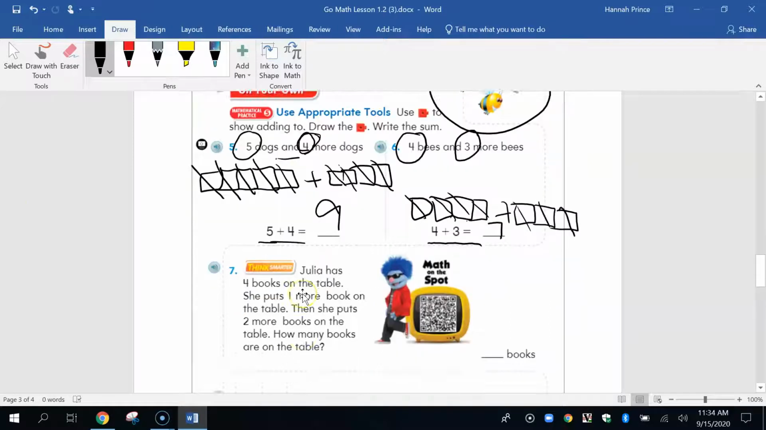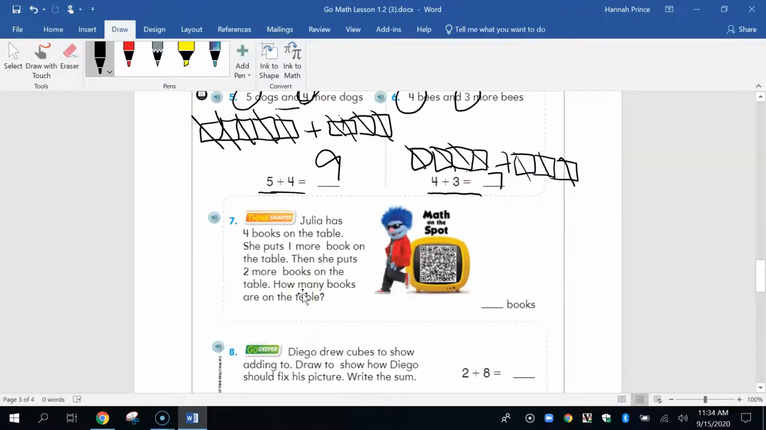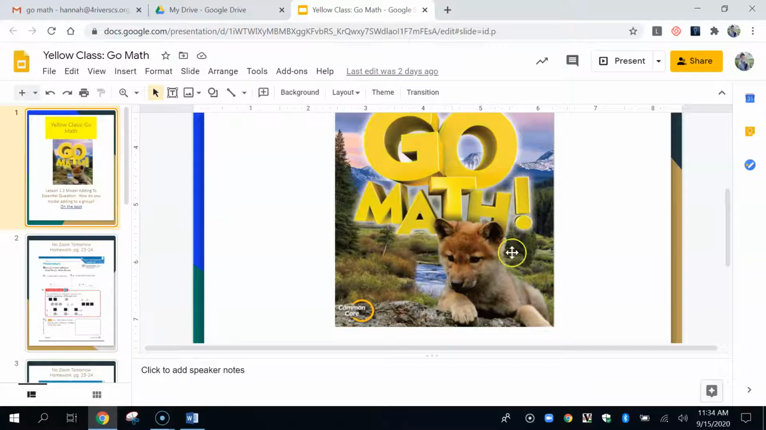For this next part, we're going to watch a Math on the Spot video to help us solve the problem. Let's read it through and just make sure we know all the details. Julia has 4 books on the table. She puts 1 more book on the table. Then she puts 2 more books on the table. How many books are on the table? So we have a 4, a 1, and a 2. Let's watch the video to help us solve the problem.